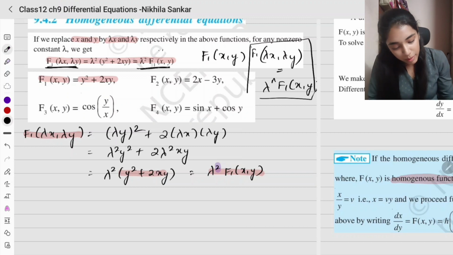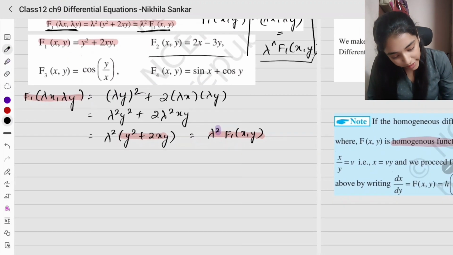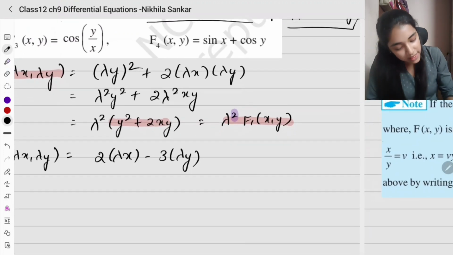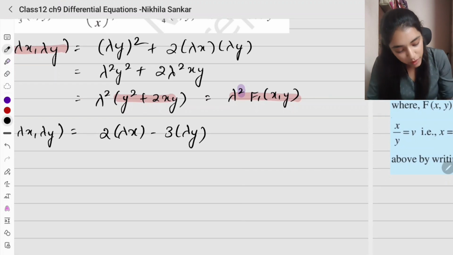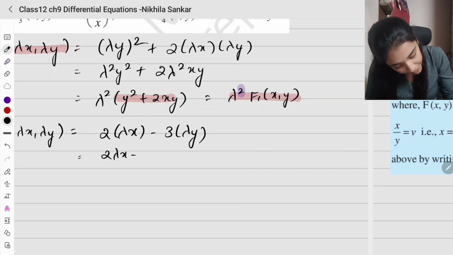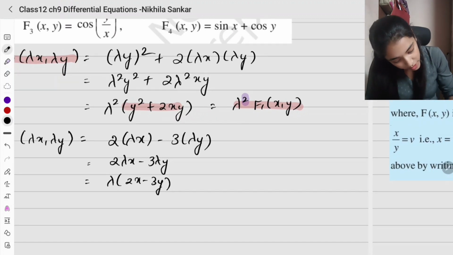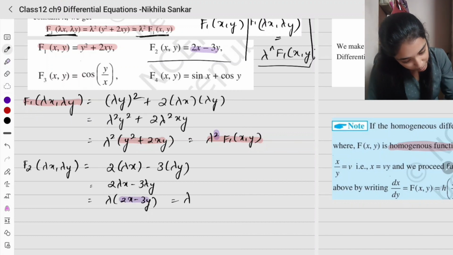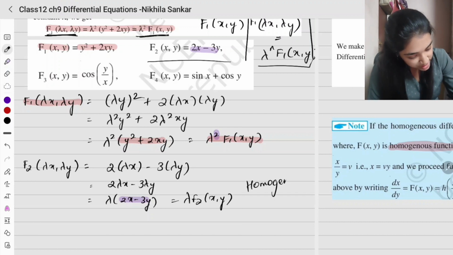Okay, let's see the second example. I'm going to take this f2 of xy. Instead of x and y I'm going to put lambda x, lambda y, which gives me 2x minus 3y. So 2 times lambda x minus 3 times lambda y. Be careful with substitution, don't miss the minus sign. So this is going to be 2 lambda x minus 3 lambda y. Taking lambda common, I'll have 2x minus 3y. What do I see from the question? I see 2x minus 3y, 2x minus 3y. So this is going to be lambda times f2 of x comma y. So hence it is homogeneous.